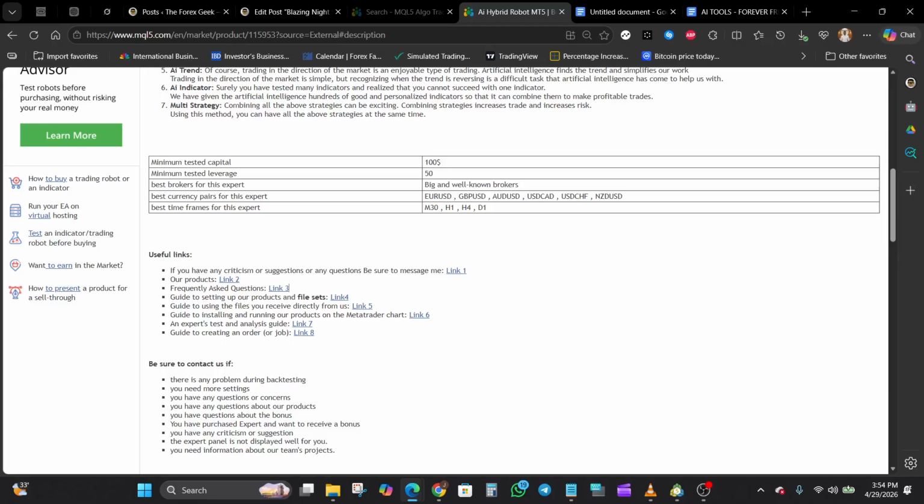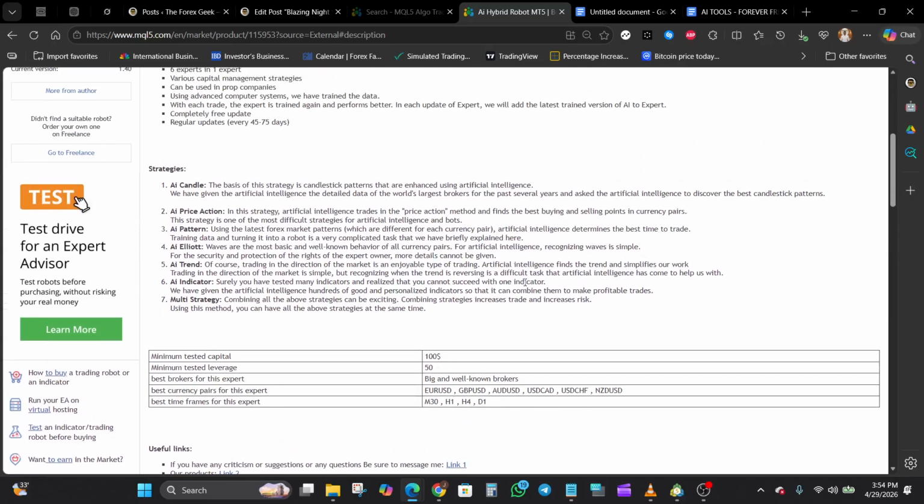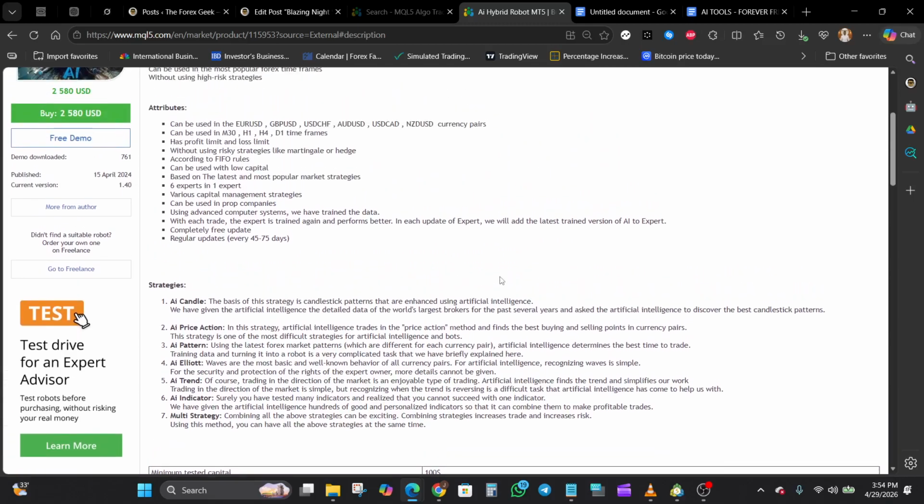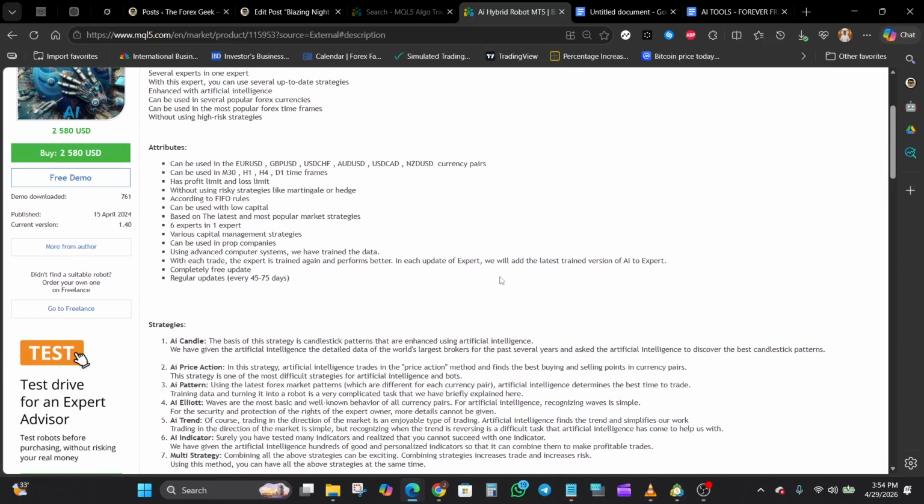Now let's talk about how this EA is actually designed to operate. What makes this one different is the idea of combining multiple strategies into a single system, what they call a hybrid approach. So instead of relying on just one type of signal, the EA integrates different layers of logic: candlestick patterns, price action, trend analysis, pattern recognition, and indicator confirmation. Right, now in practice, what that means is the EA is trying to approach the market from multiple angles at once. The advantage here is diversification at the strategy level.